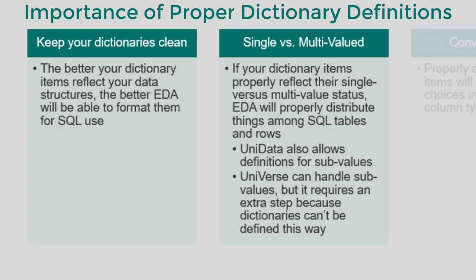SQL. Within UniData, you can define dictionary items as containing sub-values. Within UniVerse, you can only define whether it's a single value or a multi-value. However, with EDA, you can address that. It takes an extra step in setting up your definitions for the file, but it can be done.